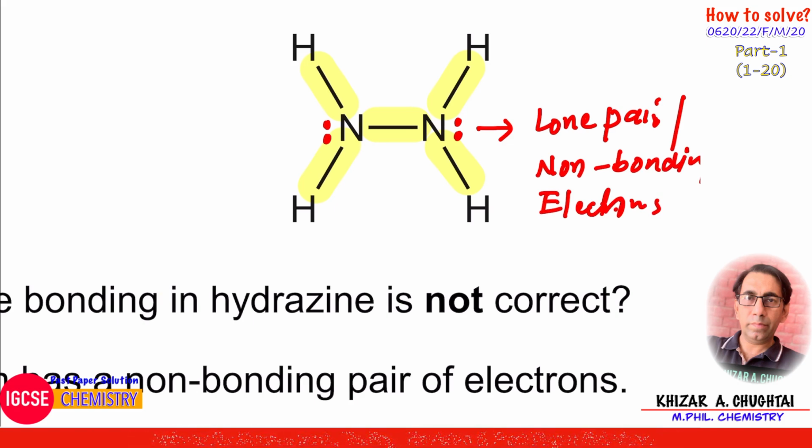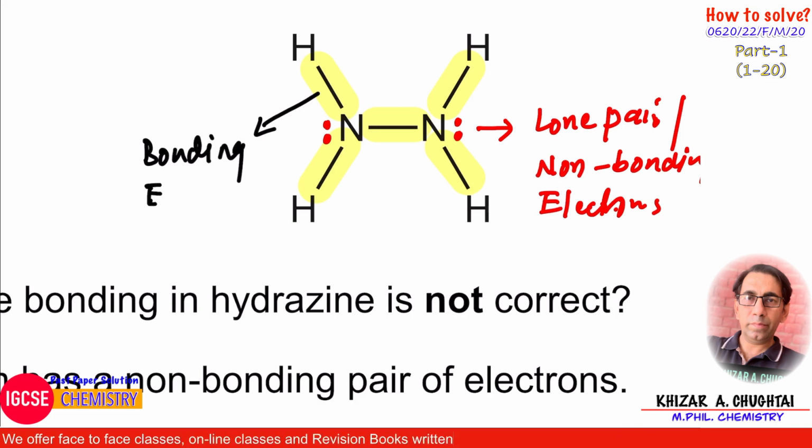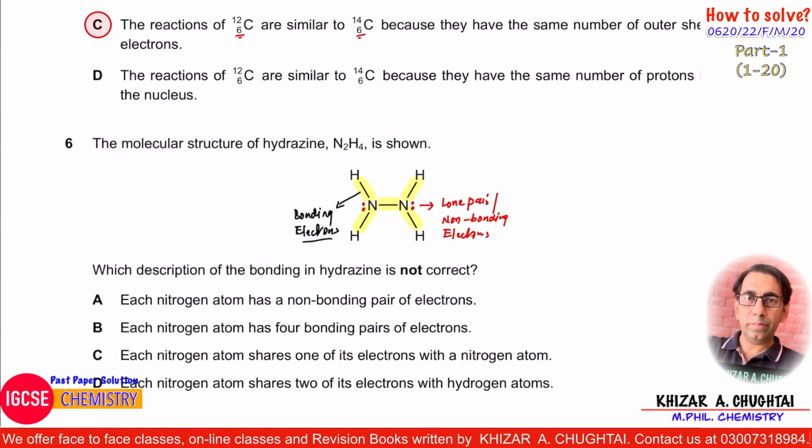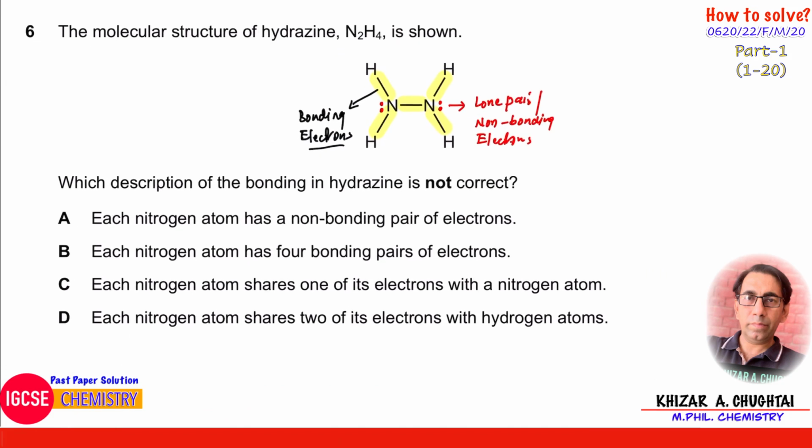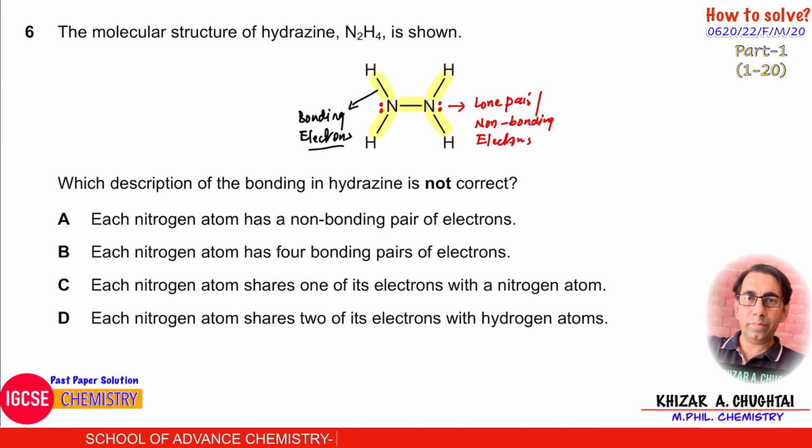While these are said to be bonding electrons. Bonding electrons. So, which description of the bonding in hydrazine is not correct?